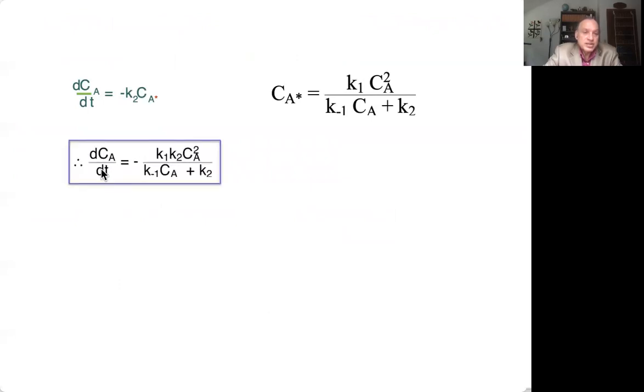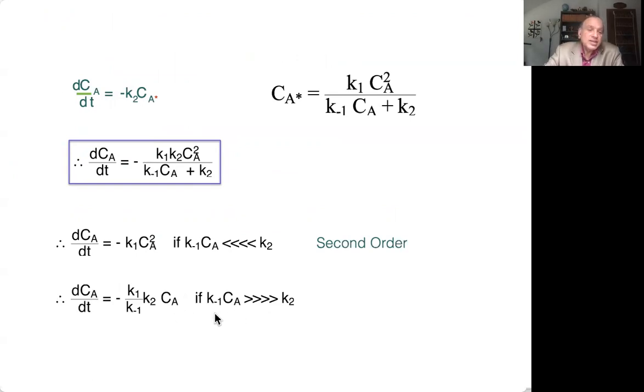And then you get dCA by dt equals K1, K2, C squared A over K minus 1, CA plus K2, with a negative sign. This is just algebra moving back and forth, and it shouldn't confuse us too much. There are just too many symbols, so it could be confusing. But anyways, if K minus 1 CA here in the denominator is very, very small, you can ignore it. Okay, it's 0. And then the K2 cancels away, leaving minus K1 C squared A. That's the limiting case. It's a second order reaction. It depends on the square of the concentration of A.